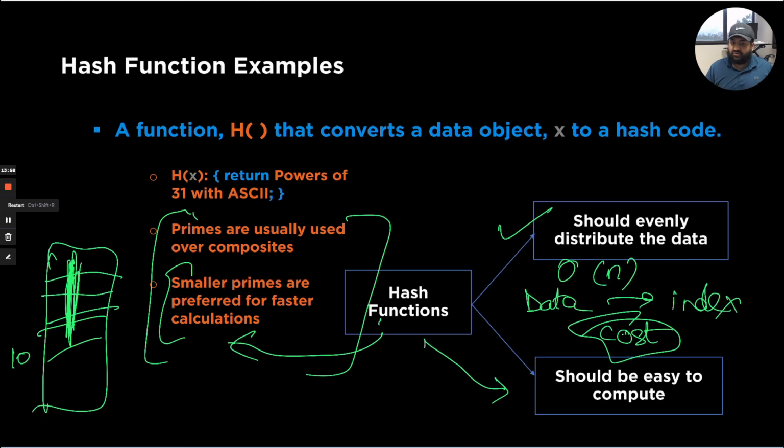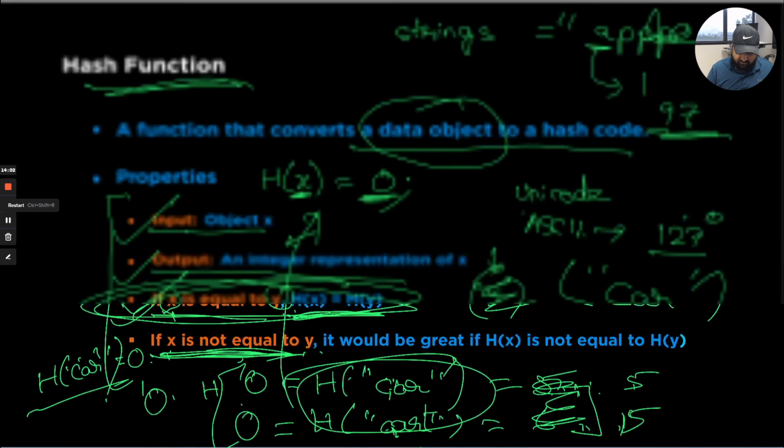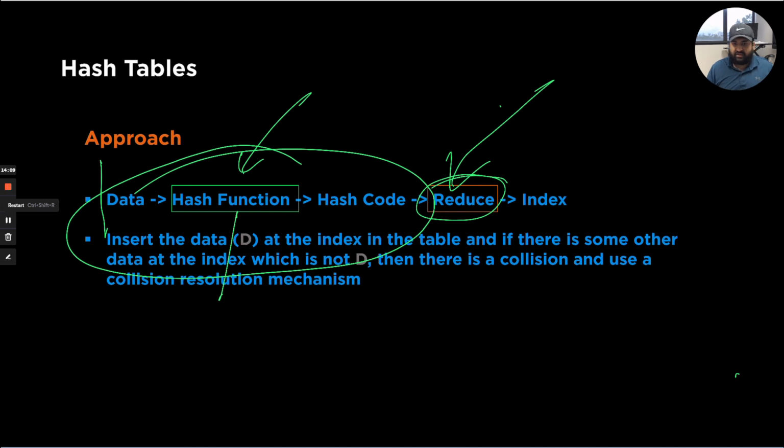In the next video, we saw the first section of our process, which is what a hash function is and how we can use it. Now we are going to see the reduce function as well as the collision resolution strategies in the next one. Thank you.